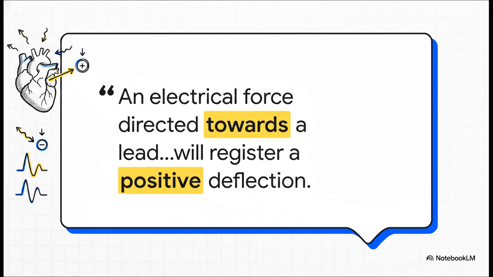Okay, so after all of that, it really all comes down to this one single fundamental rule that governs literally all of ECG interpretation. If a wave of depolarization, that electrical force, is traveling towards a lead's positive pole, you get a positive upright deflection. If it travels away, you get a negative downward deflection. That's it. That one principle is the absolute key to understanding the shape of every single waveform in every single lead.